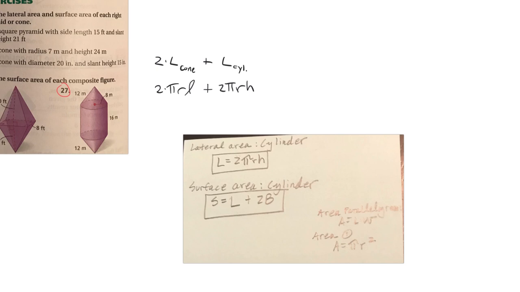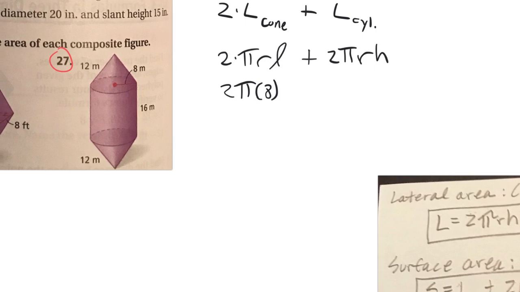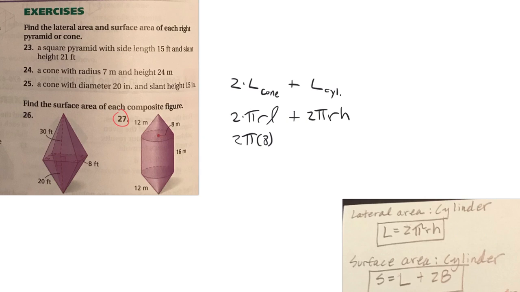And piecing it together further, we have 2 pi times the radius. Now the radius is given, that's 8. The slant height is given. The slant height happens to be 12 here, which is great. It's always better when they give you the slant height. So we have 12 there, plus 2 pi times the radius, which is 8, times the height of the entire cylinder. Not the height of the whole figure, but the height of the cylinder part, right? That's this part right here. So that's going to be 16.